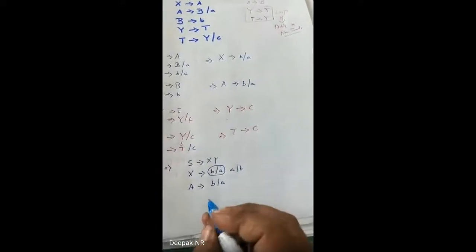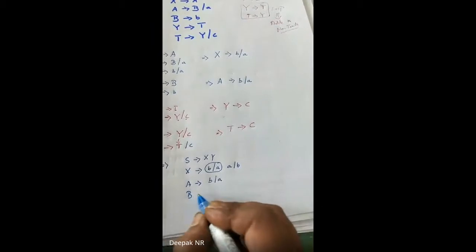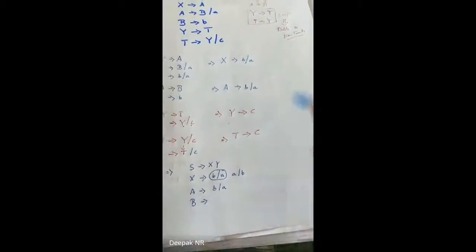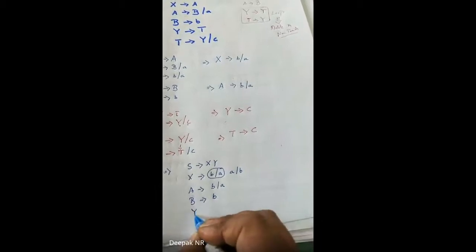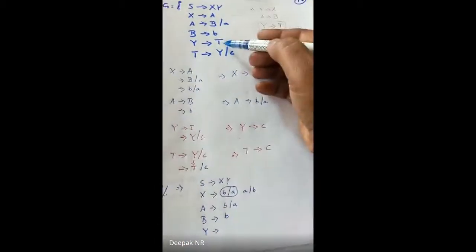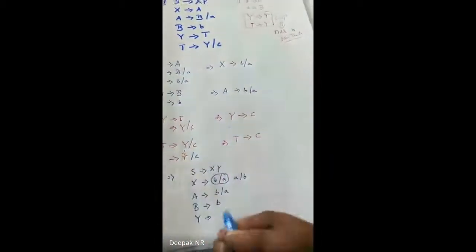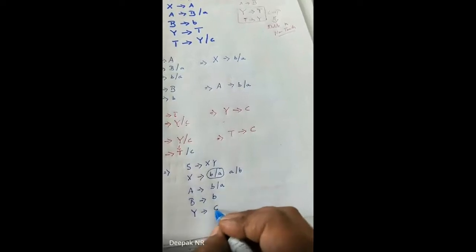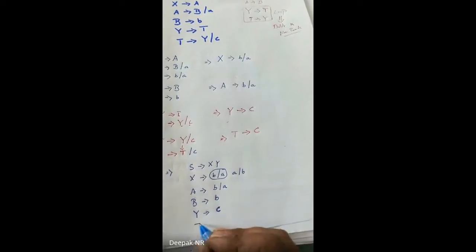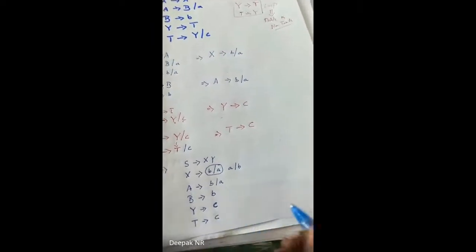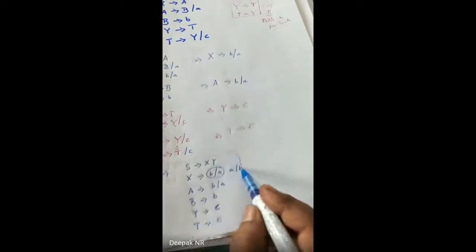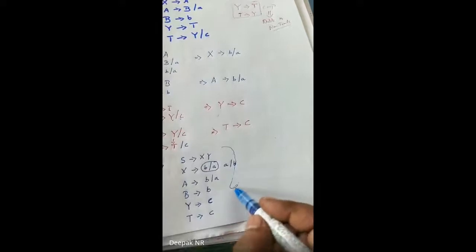Clear? Next, I write B. The answer for B is what? That B remains the same, so I write B. And then the next answer for Y. The Y was T. I've changed the value of Y, so it changes to C. Then last, it's T. The answer for T is C. Is that clear, guys? This is a unit production.